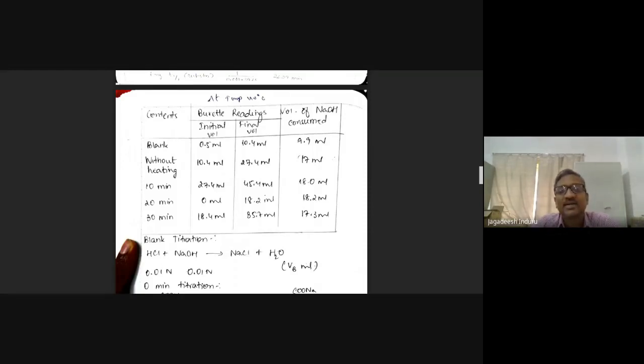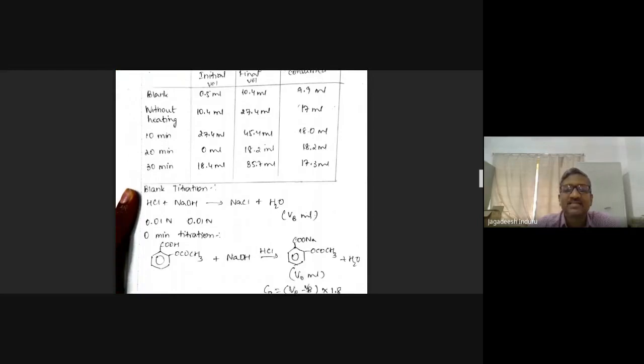10.4 ml is the starting, 27, that is 17 ml is consumed. This is V0. The top one is VB. So V0 minus VB into 1.8, you will get C0. Then you have got 27.4, 45.4, 18 ml is consumed. So you are going to get the Vt minus V0, multiplied with 1.8, you are going to get X. That X is the aspirin degraded. So CT is the amount remained, C0 minus X. You are going to calculate that. Similarly, you are going to do for 20 minutes and 30 minutes. The same calculation which is placed here.